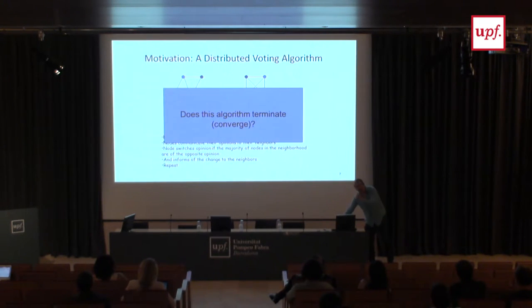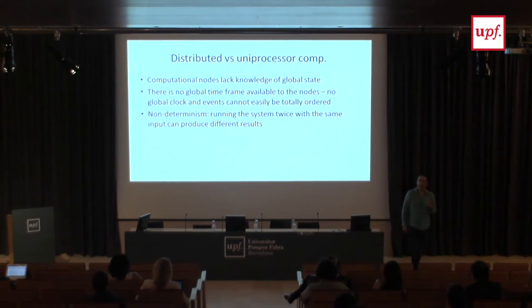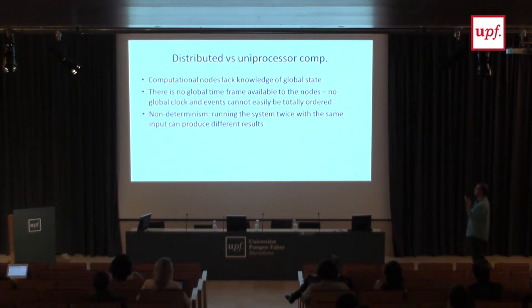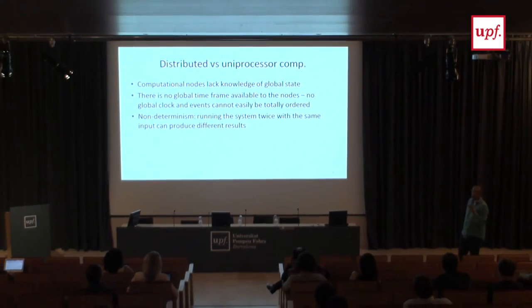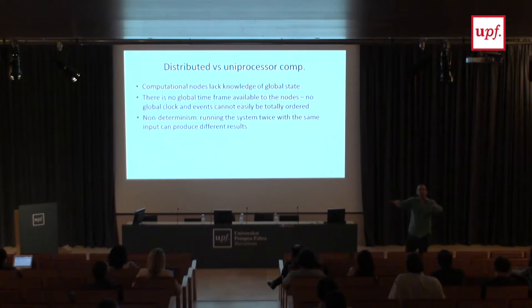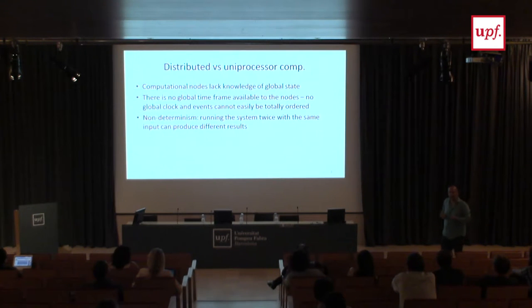So answering this question is difficult because in distributed computing, as opposed to uniprocessor computing, computational nodes lack knowledge of the global state. So when you do computation, you don't know what is happening in the other nodes. There is no global time frame available to the nodes. So in general, the clocks are not synchronized. It's a hard problem to synchronize nodes. And there is non-determinism, because when you send a message, you don't know when it's going to arrive. Okay?